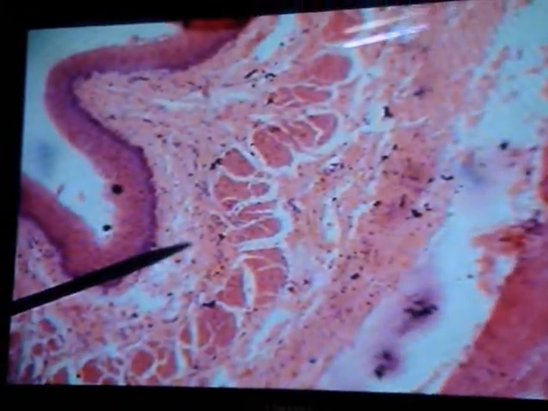Alright, so this region that you see here is the region of the mucosa. Here the pointer is placed at the epithelium, then you have the lamina propria, then the muscularis mucosa, which is made up of smooth muscle fibers. Deep to the muscularis mucosa is the layer of submucosa, which is made up of loose connective tissue fibers.